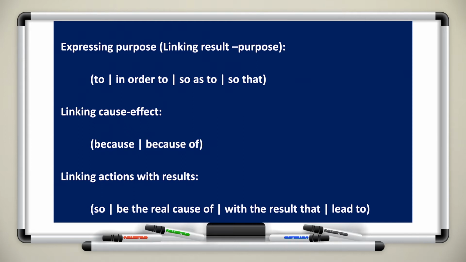Let's take a look at how we can add extra information. We can add information to express purpose. For example, we use the word to, in order to, so as to, or so that. If we're trying to link a cause and effect, we use the famous word because or because of. However, if we're trying to link actions with results, we're going to be using to be the real cause of, with the result that, or lead to.